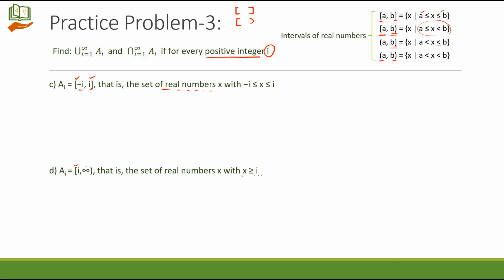They have not mentioned the infinity part. This is called a closed interval when you include both the numbers, and this is called an open interval when you don't include both these numbers. Let's start solving the problem now.